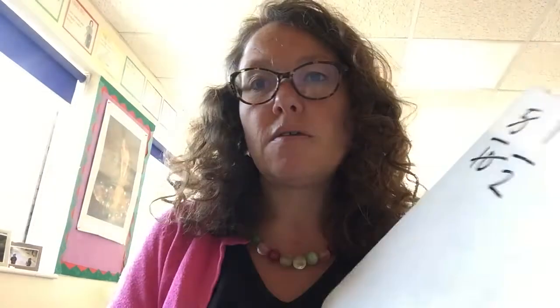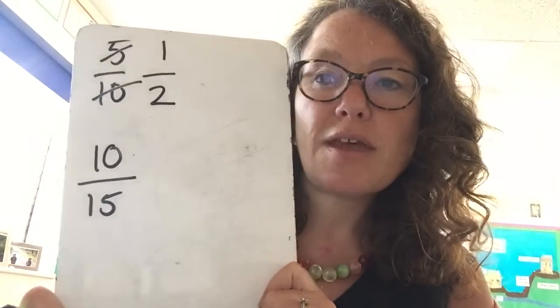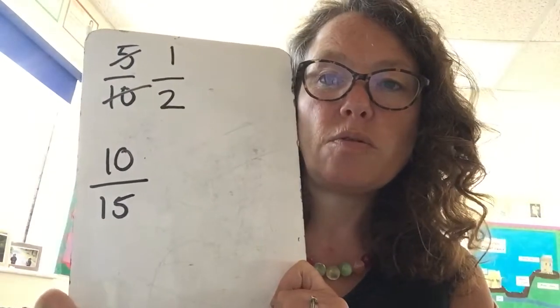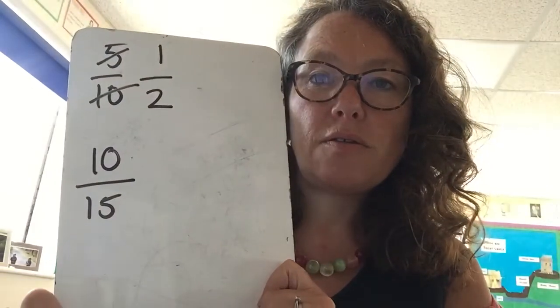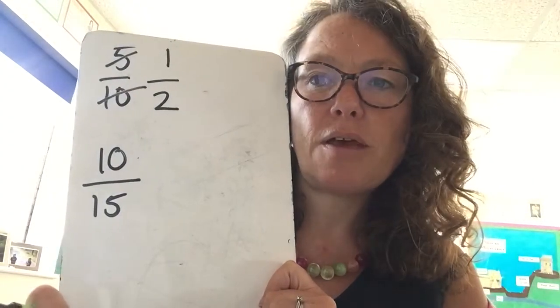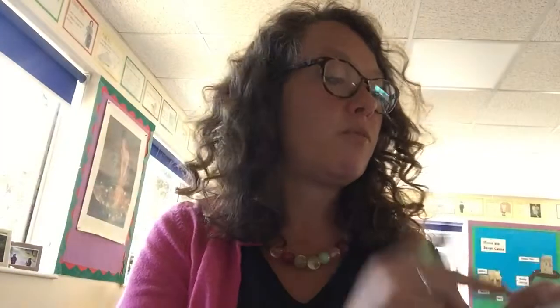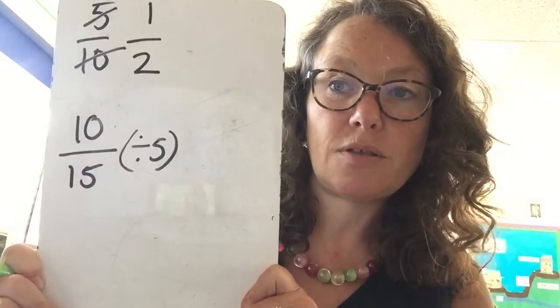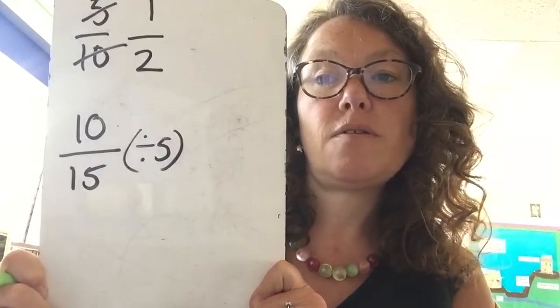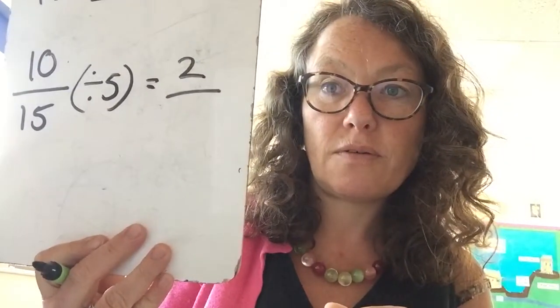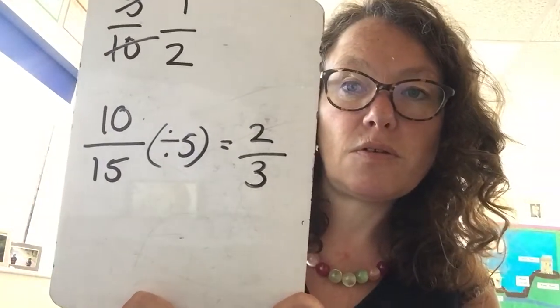Okay, let's try another one. If we have 10/15, we need to look at 10 and 15 and find our common factor. What number goes into 10 and 15? The answer is 5. We can put that next to it to help us remember what we're doing. So 10 divided by 5 equals 2, and 15 divided by 5 equals 3. So 10/15 in its simplest terms is 2/3.